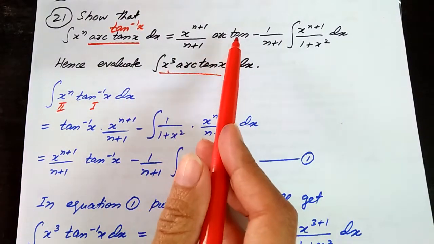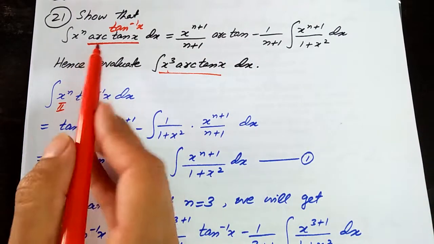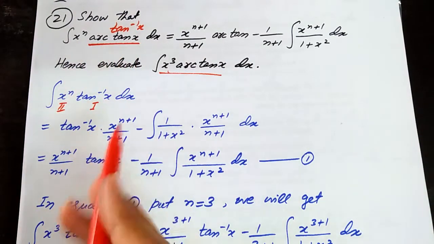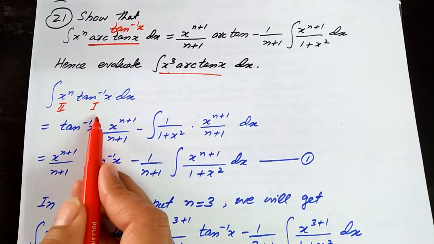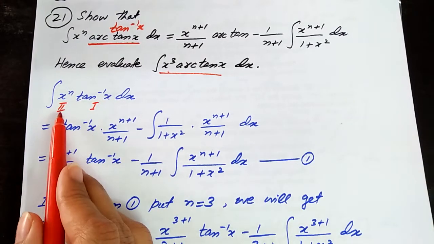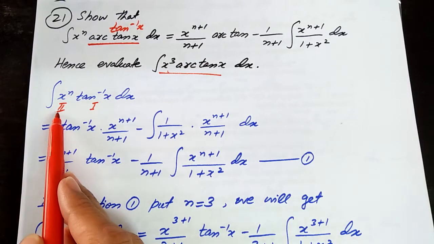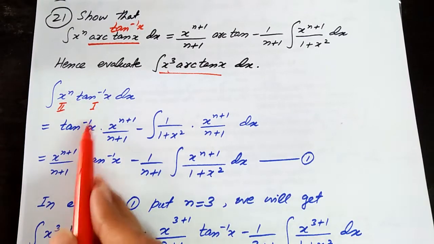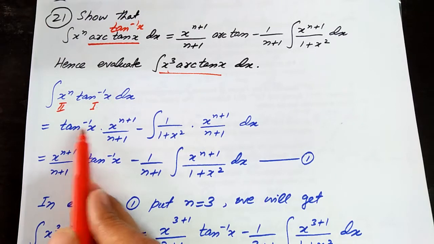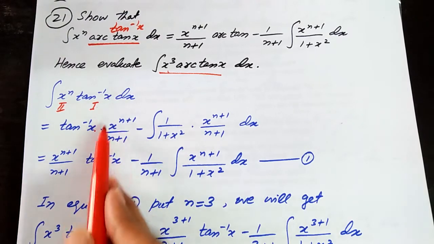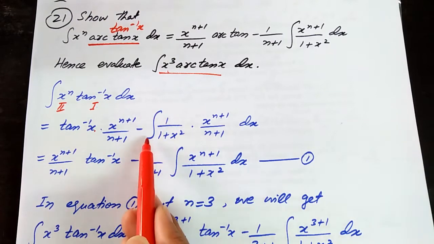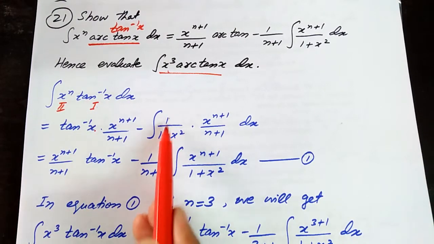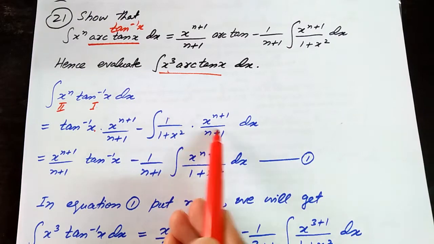First, consider this integration. Since tangent inverse of x has no integration, consider it as the first function, and the rest of the function will be considered as the second function. The first function will come as it is into integration of second function, power plus 1 divided by that power, minus integral of the derivative of the first function, which is 1 over 1 plus x square, into integration of second function.